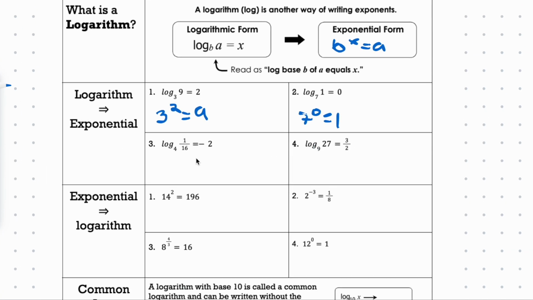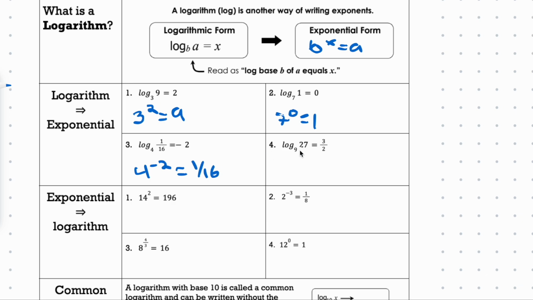Okay, what about this? This looks a little bit more complicated. Well, what's our b value? Our subscript is 4. What's our x value? -2. What's our a value? 1/16. And does this make sense? Yeah, 4 to the -2nd power does equal 1/16, because when we have that negative exponent, we're basically flipping it. We're putting it under 1. So we have 1 over 4 squared. That equates to 1 over 16. That makes sense.